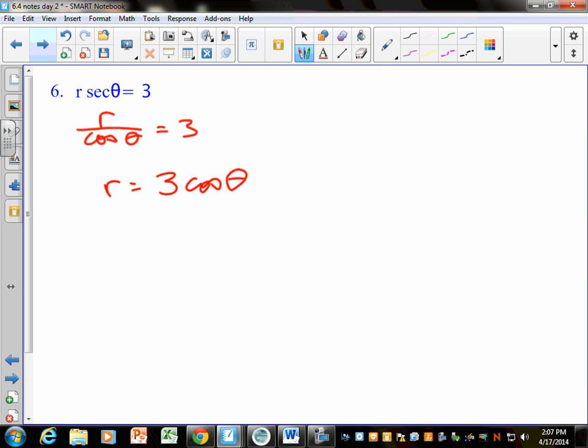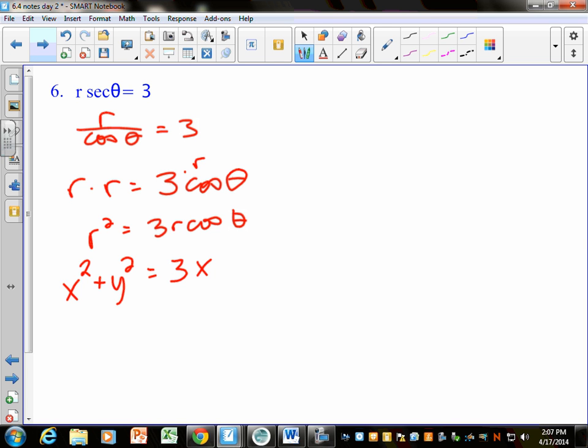This is similar to another one that we did when we had r and then just cosine. What did we do to make the r cosine? Multiplied in an r, right? And so now this is going to be very similar. I think it was number 4 that we did this. We say now let's multiply an r in, and now I get r squared equals 3r cosine theta, and I can say x squared plus y squared equals 3x. And again, that's where I would just leave this one.